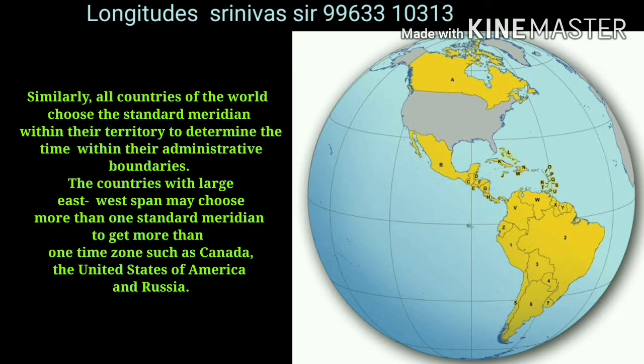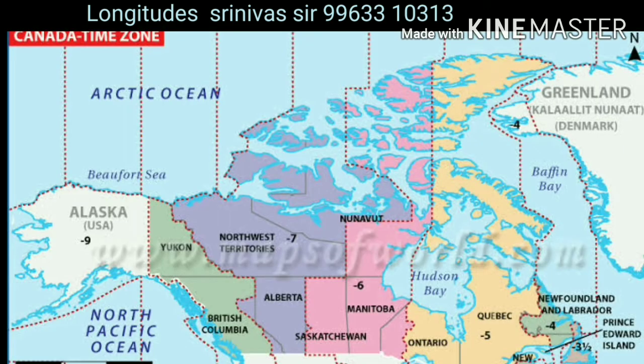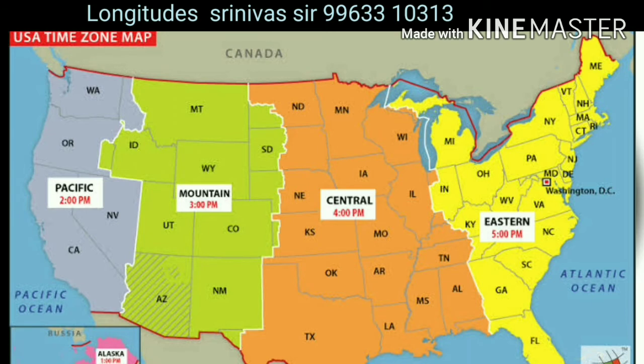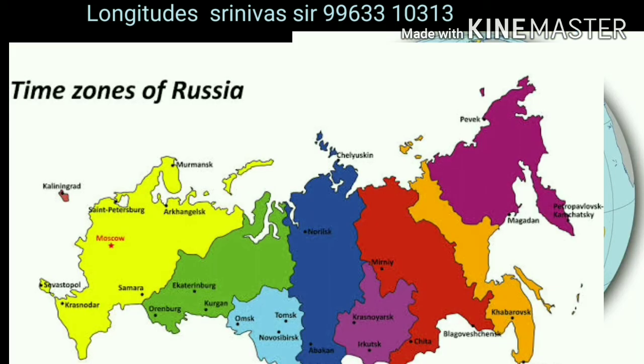Similarly, all countries of the world choose a standard meridian within their territory to determine the time within their administrative boundaries. Countries with a large east-west span may choose more than one standard meridian to get more than one time zone, such as Canada, the United States of America, and Russia.